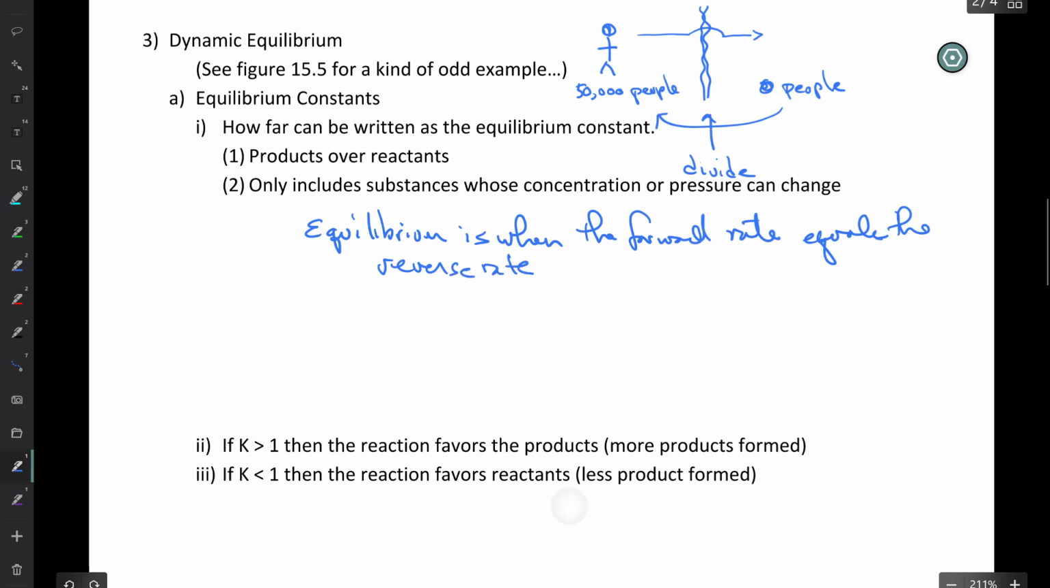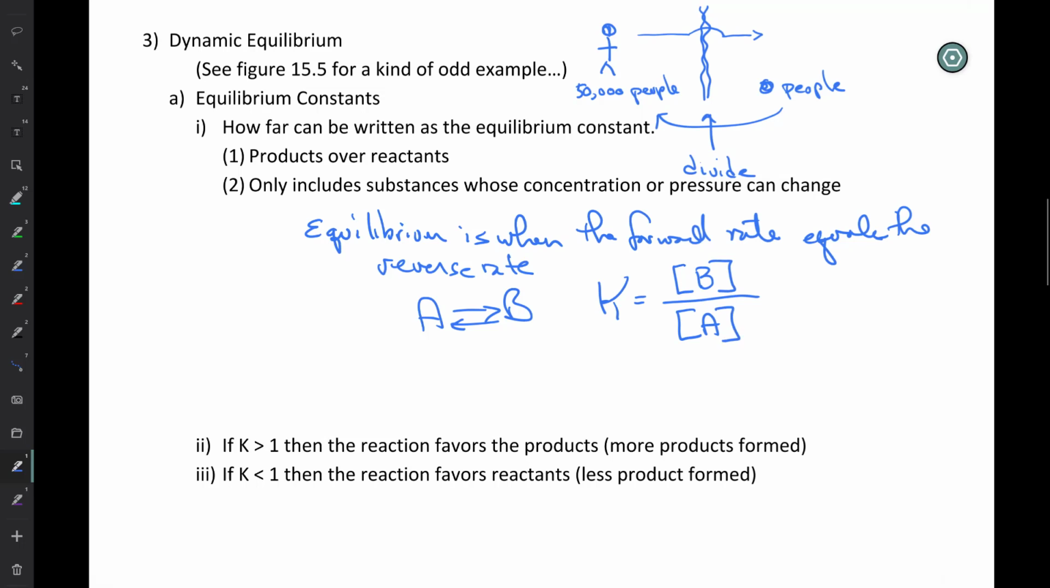So we think about a reaction like this. I have A and it's going to go to B, and then B is going to get converted to A, like that. So we would say the equilibrium is when the concentration of B divided by the concentration of A is constant. And this value is known as the equilibrium constant.